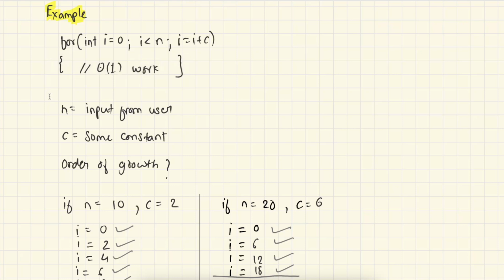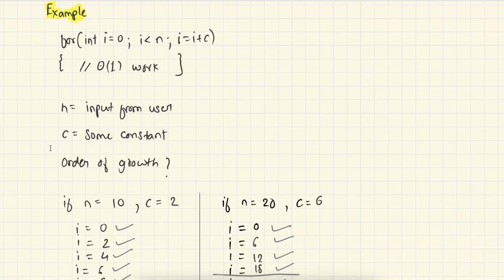Now here this loop depends upon the input from the user. So n is going to be the input and it's coming from the user. The user can enter 100, 1000, 1 million, 1 crore. So it depends. And here in this loop c is going to be some constant. So the value of c could be anything, 1, 2, 3, anything else. So what is the order of growth of this for loop?